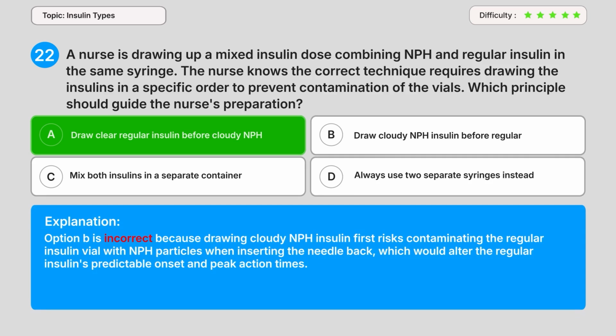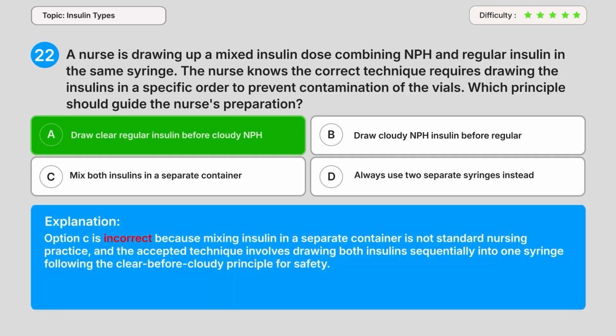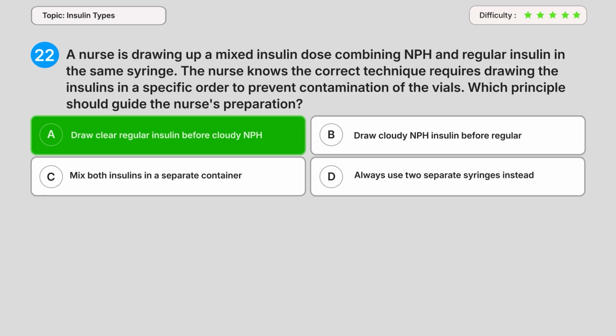Option B is incorrect because drawing cloudy NPH insulin first risks contaminating the regular insulin vial with NPH particles when inserting the needle back, which would alter the regular insulin's predictable onset and peak action times. Option C is incorrect because mixing insulin in a separate container is not standard nursing practice, and the accepted technique involves drawing both insulins sequentially into one syringe following the clear before cloudy principle for safety.